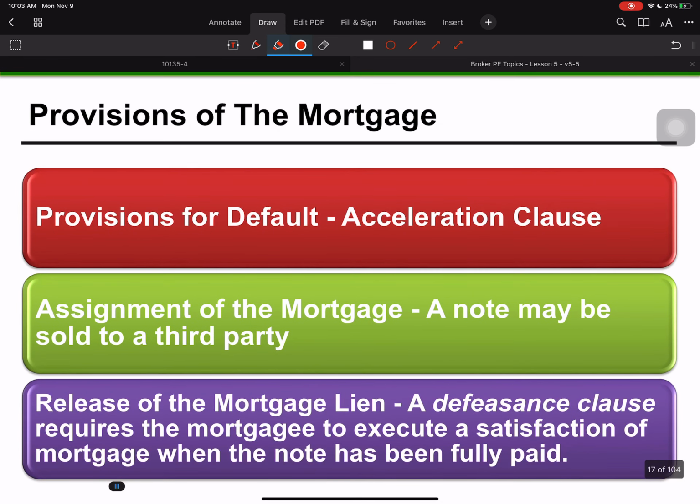Provisions for default. So we have something called acceleration clause, okay? So acceleration clause.